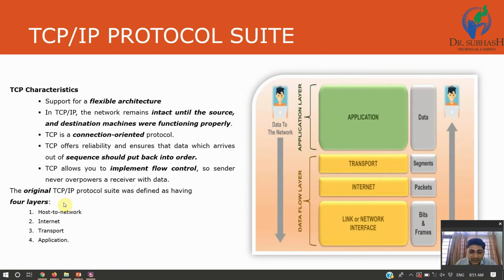Originally, TCP/IP has 4 layers: host to host layer, internet layer, transport layer, and application layer. Remember these 4 layers. The bottom layer has different names: we can say link layer, network interface layer, or host to network layer. Above that, the internet layer, above that, the transport layer, and at the top, the application layer.